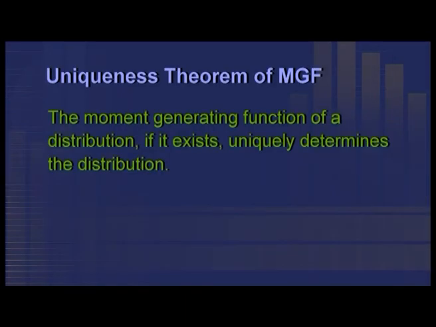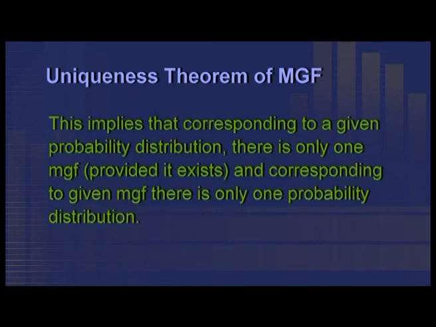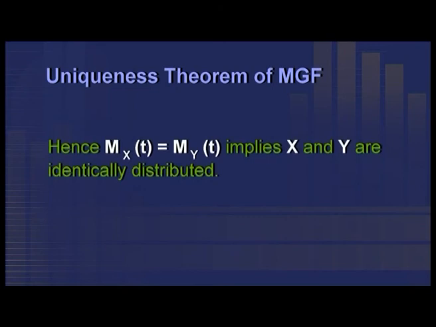Now let us consider the uniqueness theorem of moment generating function. The moment generating function of a distribution, if it exists, uniquely determines the distribution. This implies that corresponding to a given probability distribution, there is only one moment generating function, provided it exists, and corresponding to a given moment generating function, there is only one probability distribution. Hence, M_X(t) equal to M_Y(t) implies X and Y are identically distributed.